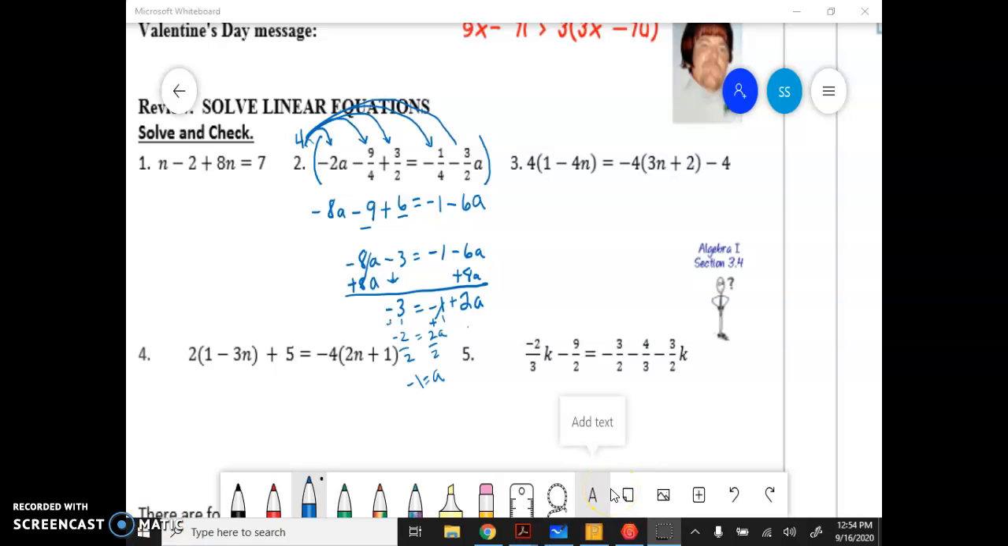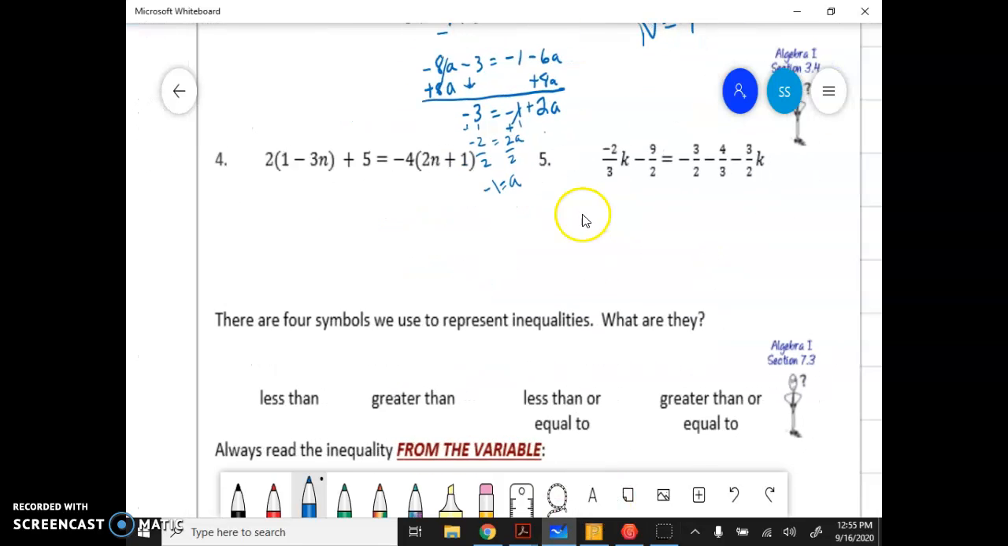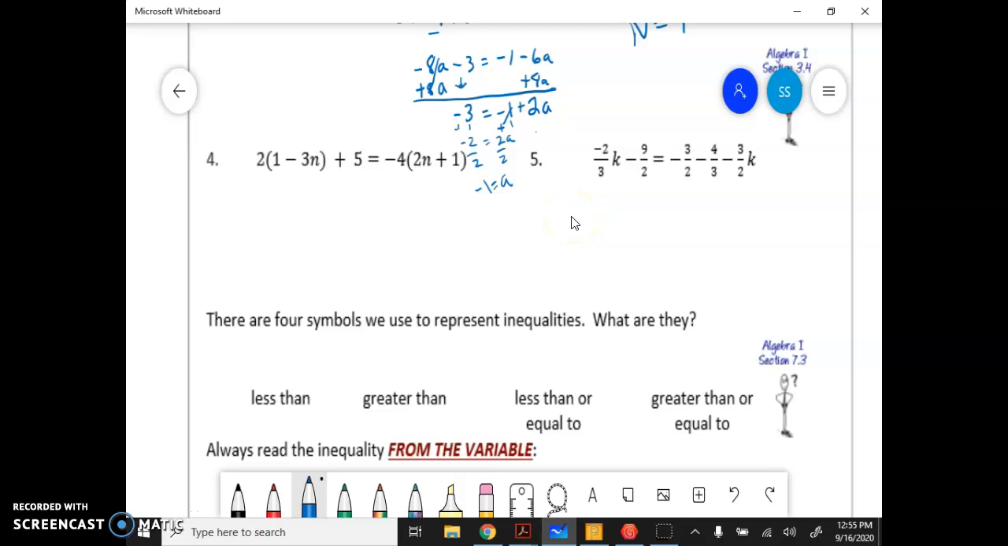Okay, so hopefully you got for number 3, you should have gotten n is equal to 4. Let's see for number 4. Ooh, kind of an ugly answer here. You might have thought it was wrong, but it is not.